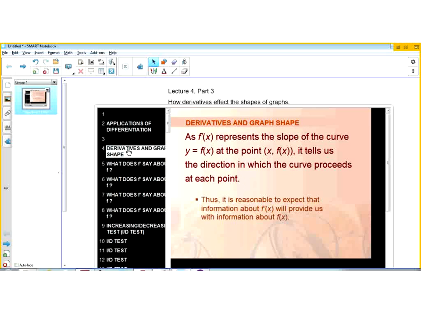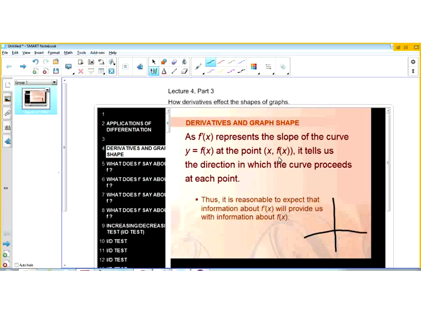The derivative of f represents the slope of the curve of f at the point (x, f of x). It tells us the direction in which the curve proceeds at each point. So it's reasonable to expect that information about the derivative will provide us information about f of x, which it certainly does, and we've emphasized this quite a bit.